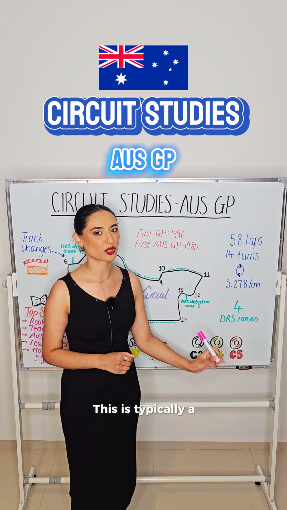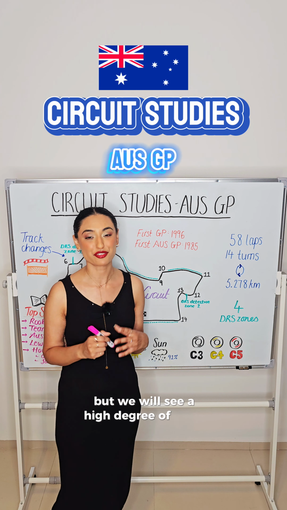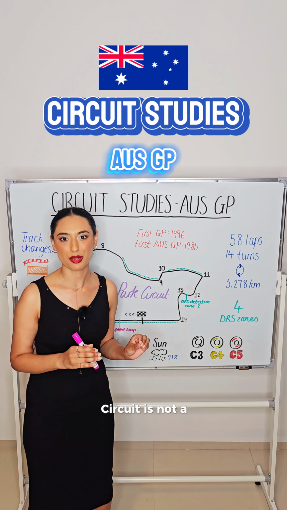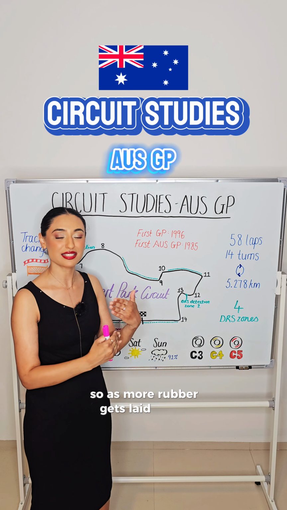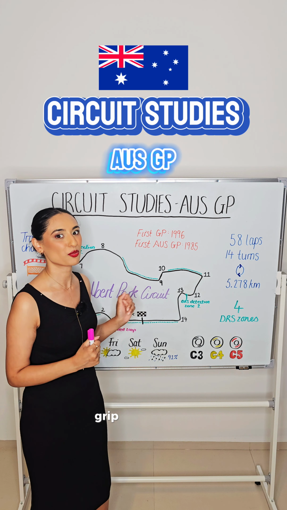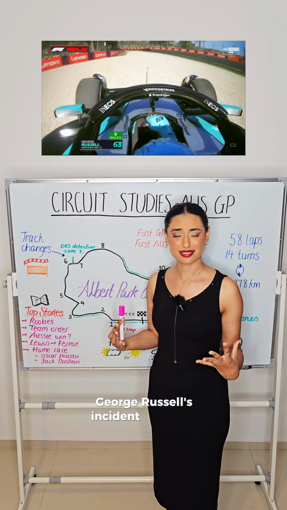This is typically a one-stopper, but we will see a high degree of track evolution here, and this is because the Albert Park circuit is not a permanent circuit. So as more rubber gets laid down throughout the weekend, not just through F1 but through the support series as well, grip will increase.